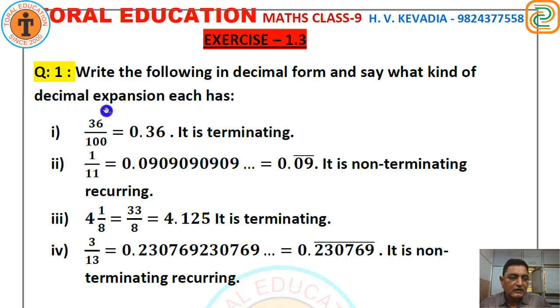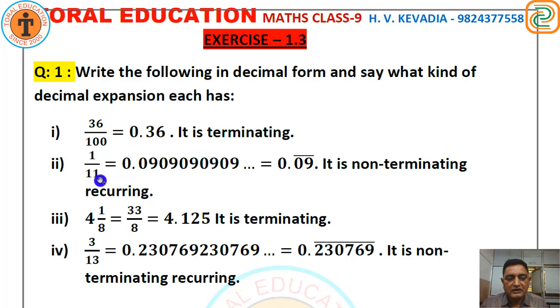Look, 36/100, right? So if there is 100 in the denominator, we can say 0.36, right? It is terminating, not recurring or repeating. It stops at 0.36.